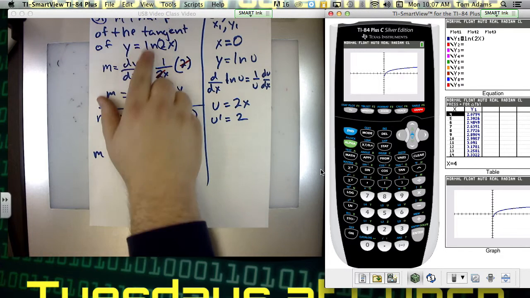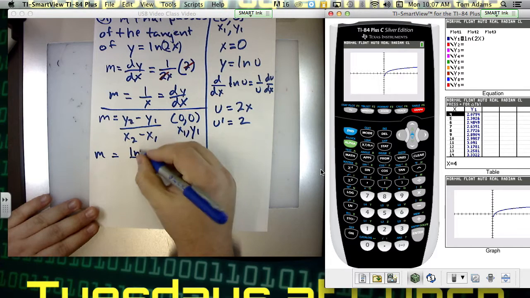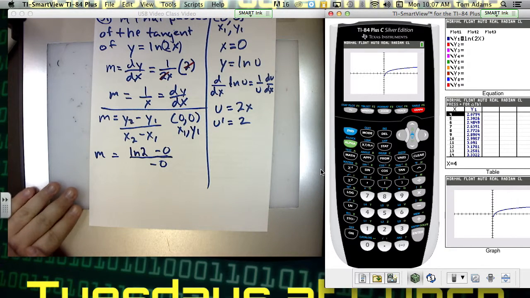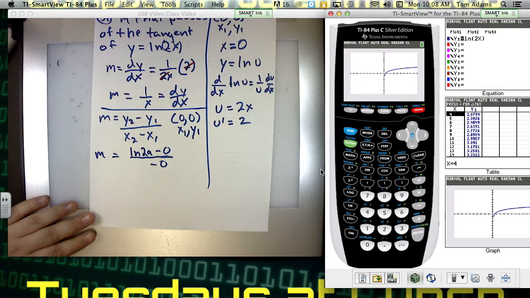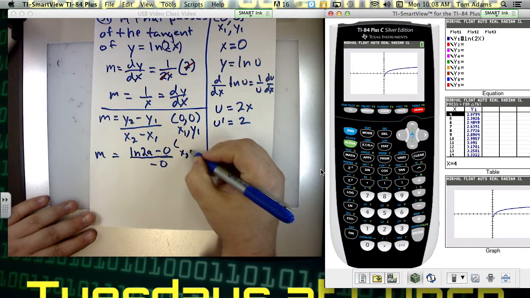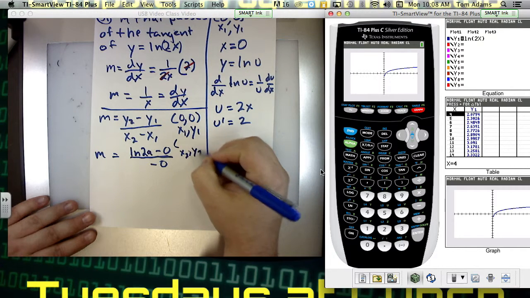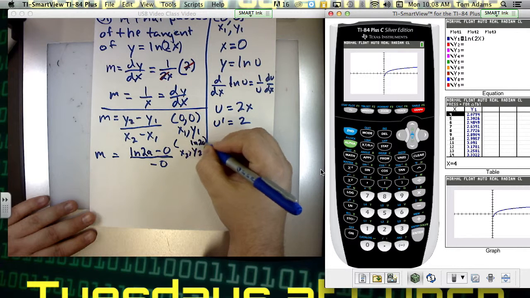Yeah, we plug it into the original function, right? So it should be the natural log of 2 times some number. But I don't want to use x. I want to use some arbitrary value. So I'm going to say 2a. Right? So I'm going to replace x with a. So this is like my (x sub 2, y sub 2), and we know to find that y sub 2, we're going to say the natural log of 2 times some number a.